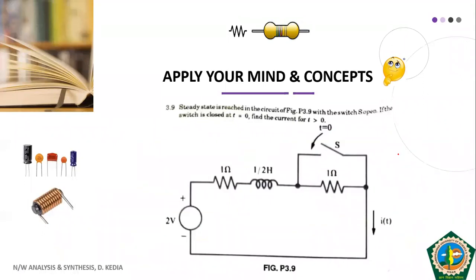So dear students, this is the next question. Here our switch is closed at t equal to 0. Means before t equal to 0, the switch was open. Open means before t equal to 0, our voltage source was continuously applied and the current was flowing. So the inductor was in short circuit state.